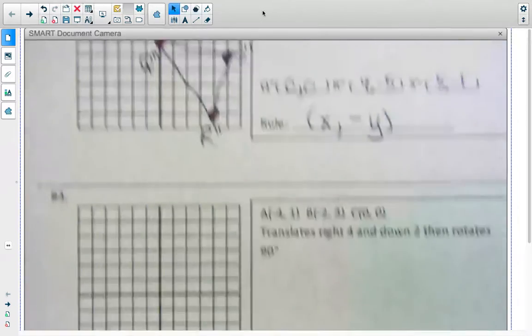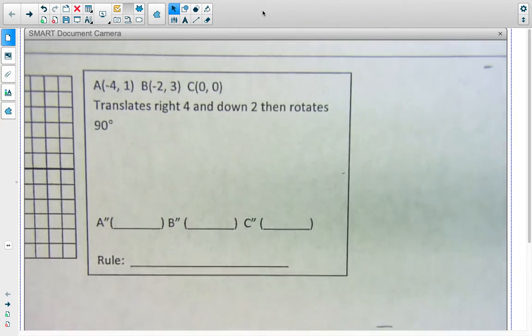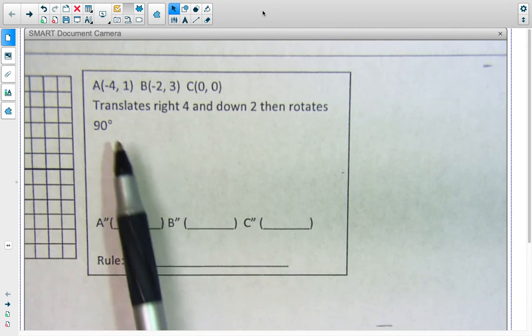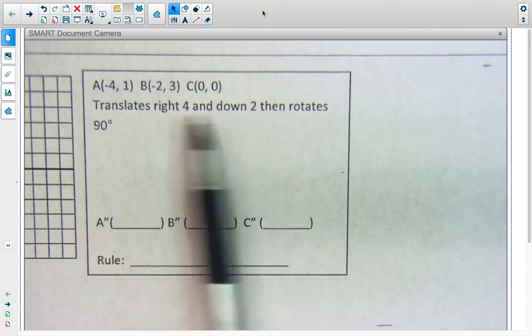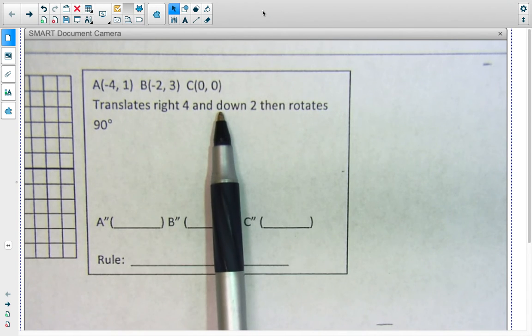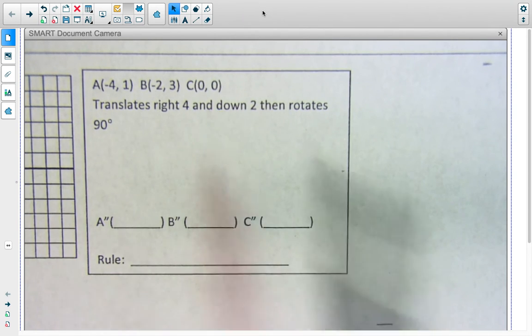And last but not least, we'll take a look at one more. This time, we have the ordered pairs (-4, 1), (-2, 3), and (0, 0). We want to translate right 4 and down 2. So that all goes together. That's the translation. Then after we do that, we want to rotate 90 degrees.